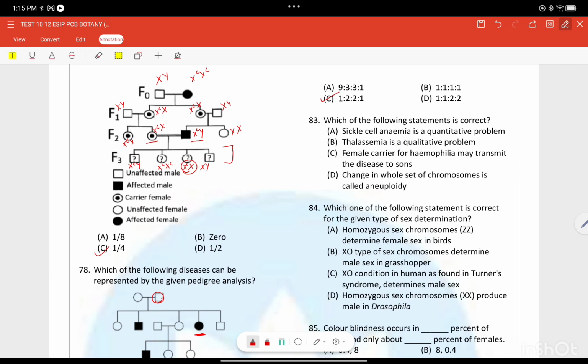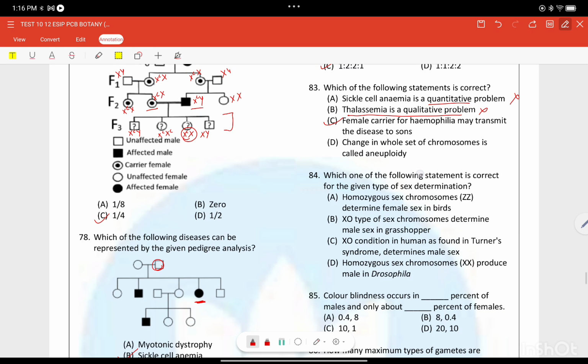Which of the following statements is correct? Sickle cell anemia is a quantitative problem. That is incorrect. It is a qualitative problem. Incorrect. Hemoglobin is produced. Similarly, thalassemia is a quantitative problem, not a qualitative problem. Female carrier for hemophilia may transmit the disease to the son. That is correct. Change in whole set of chromosome is aneuploidy. It is not aneuploidy, it is polyploidy.